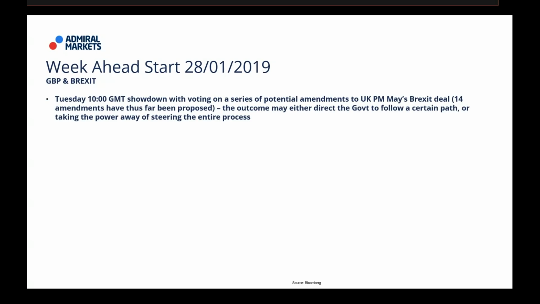So Tuesday, we have the showdown. Actually, that's 1900 GMT, not 10. That's 1900 GMT on Tuesday with voting on a series of potential amendments. And there's 14 amendments, and we'll have to see how that number will fluctuate into Tuesday. And then it obviously depends on which amendment will get enough votes, and that can only happen if certain factions start to collude. The outcome may either direct the government to follow a certain path or take away the power of steering this entire debacle away from the government and give it back to the people.